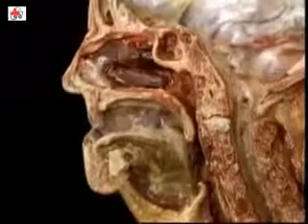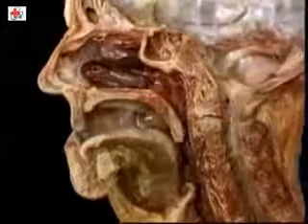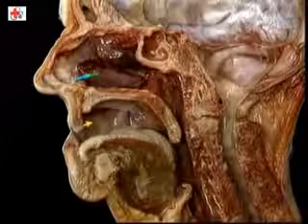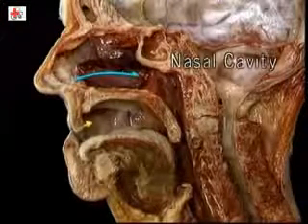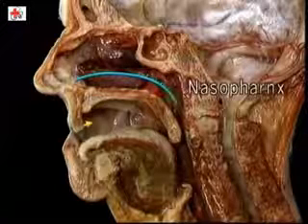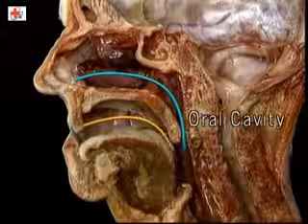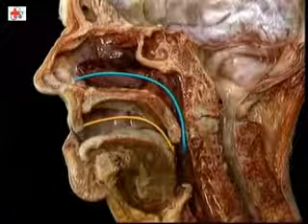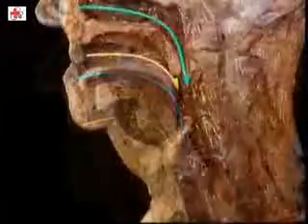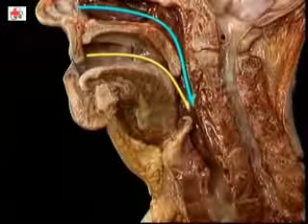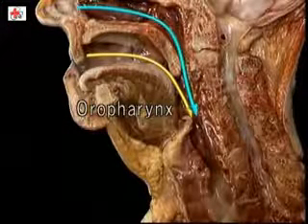The passage for air and the passage for food and liquid begin separately at the nose and the mouth. Air passes backward through the nasal cavity and the nasopharynx. Food and liquid pass backward through the oral cavity. The 2 passages unite here. Air, food, and liquid all pass through this common passage, the oropharynx.